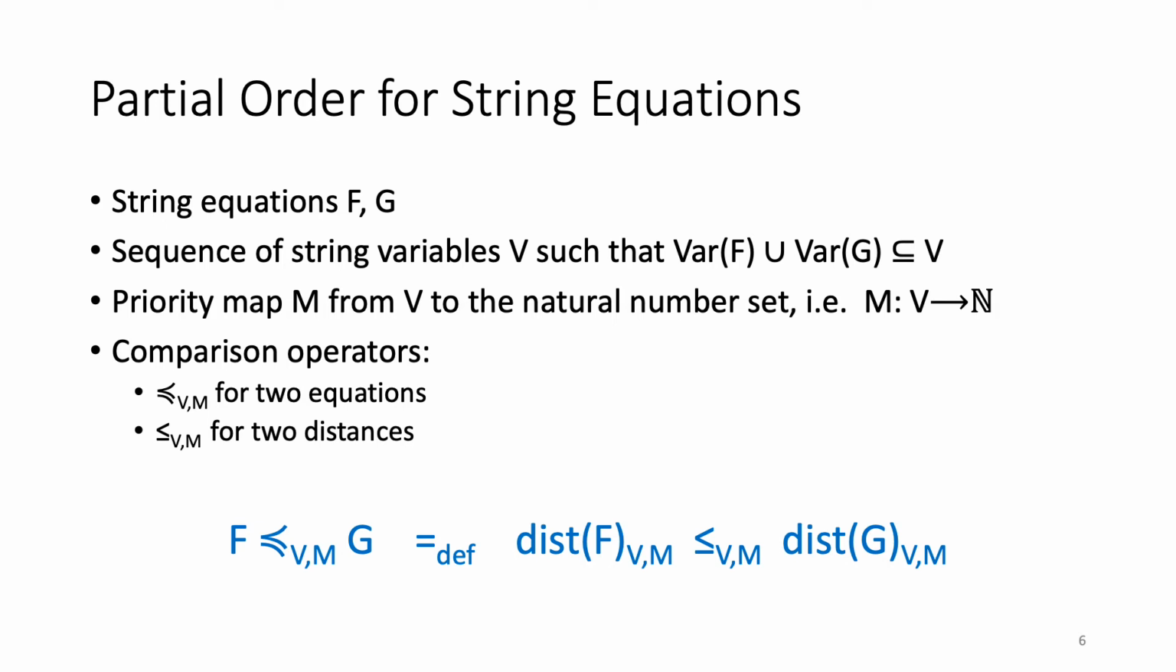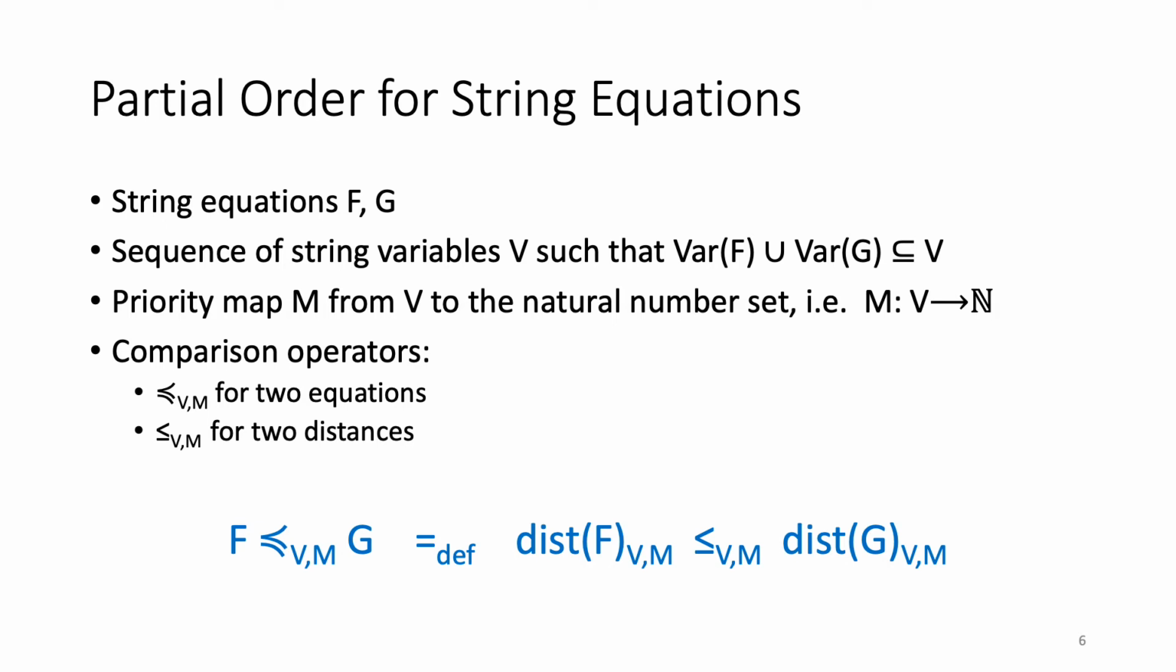We also need to assign the priority value for each variable so that it reflects how much the inter-theory dependency between string equation and length constraint and also extended string constraint is. Suppose we have two string equations f and g. We will construct a binary relation for f and g based on the whole set of variables v, which is the superset of both the variables of f and g.